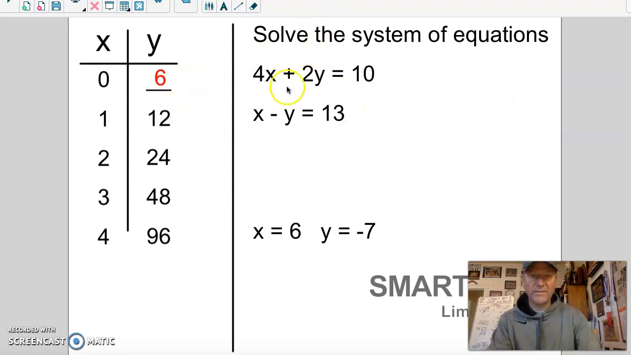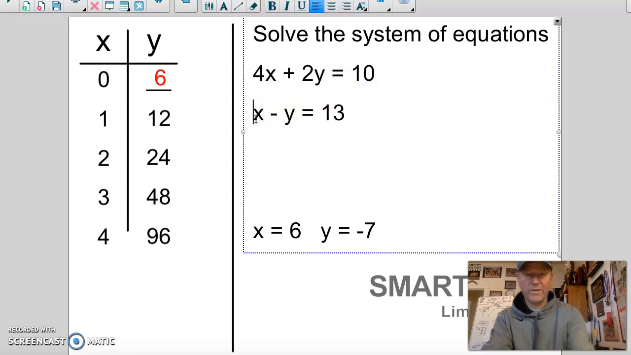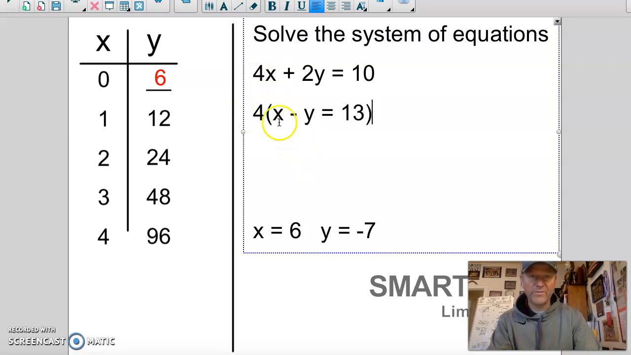Over on the right side, you've got a system, a couple different ways to do it. When I tried it, I wanted to put parentheses around the bottom one, multiply the bottom one by 4. That way I would get 4x and 4x and use elimination. Either strategy would work. If you wanted to multiply by 2 and get rid of the y's, that's okay too. Either way you do it, you're going to get x equals 6, y equals -7.